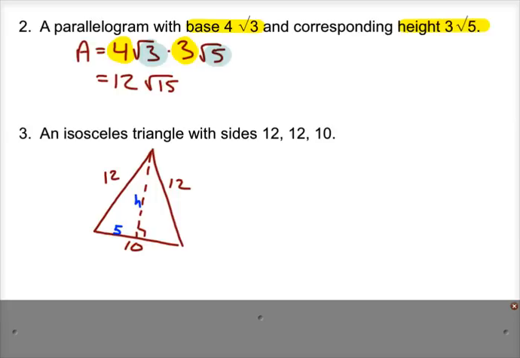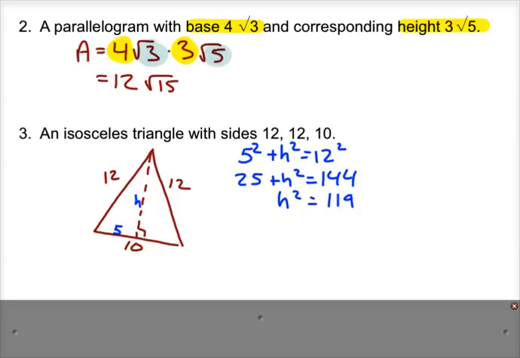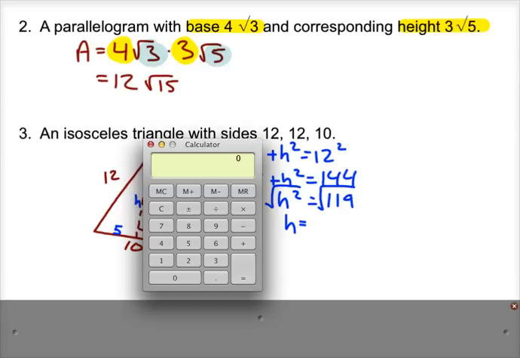So going through the Pythagorean theorem, I get 5 squared plus h squared equals 12 squared. Well, squaring, I get 25 plus h squared equals 144. Subtract off the 25, h squared equals 119. I need to square root each side. And I get that the height equals, and now I have to think of, can I simplify the square root of 119? Well, if you're not certain, just grab your calculator and see if 119 is divisible by numbers you know the square root of.